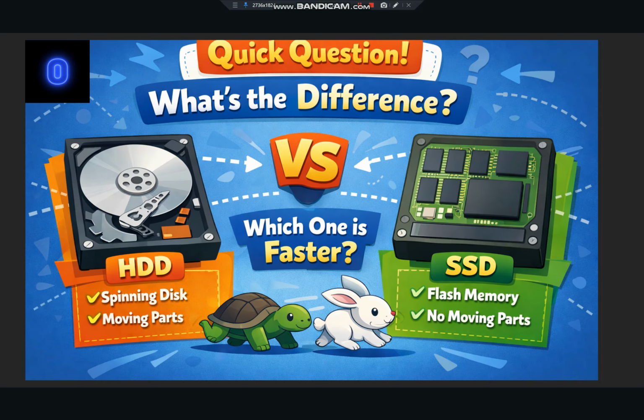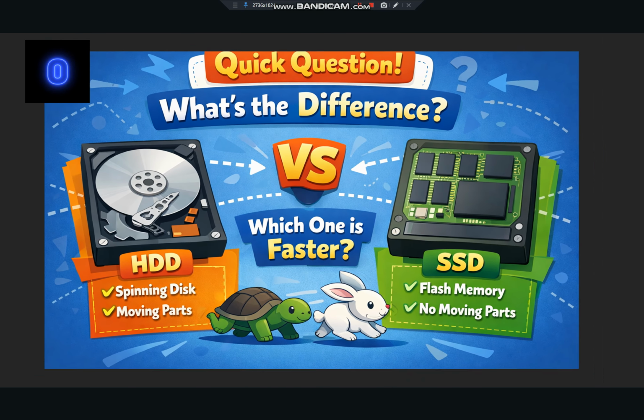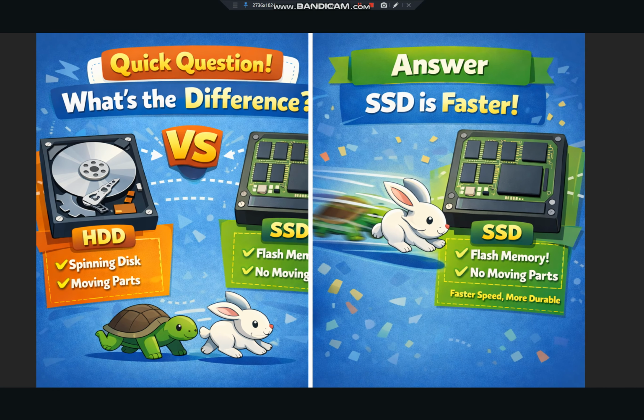If you know the difference between these two, because of the moving parts and because of the flash memory chips, so you got the answer right, that SSD is faster than HDD. Even if the question asks which memory is expensive, in that sense also you can say that SSD is expensive.